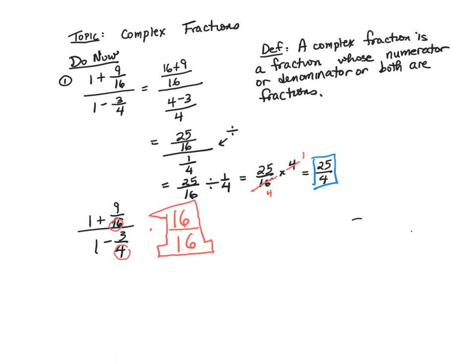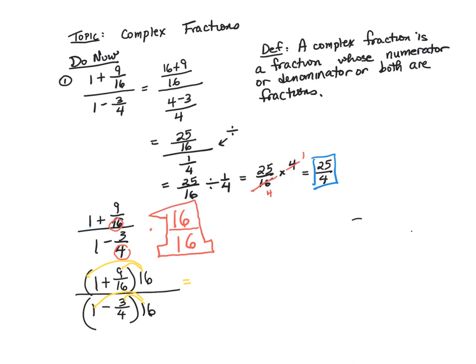Okay, so we're going to multiply the numerator by 16 and the denominator by 16. But if we do that, we have to distribute. So we have 1 plus 9 sixteenths times 16 over 1 minus 3/4 times 16. We distribute. And when we distribute, notice the little denominators that appear should disappear.